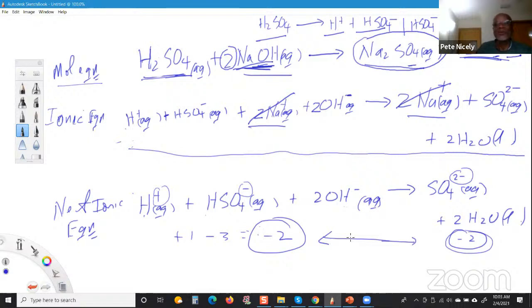All right? So you don't have to have the same number of plus and minus charges individually. What you must have is the total number of charges on the left side being equal to the sum of the charges on the right side.